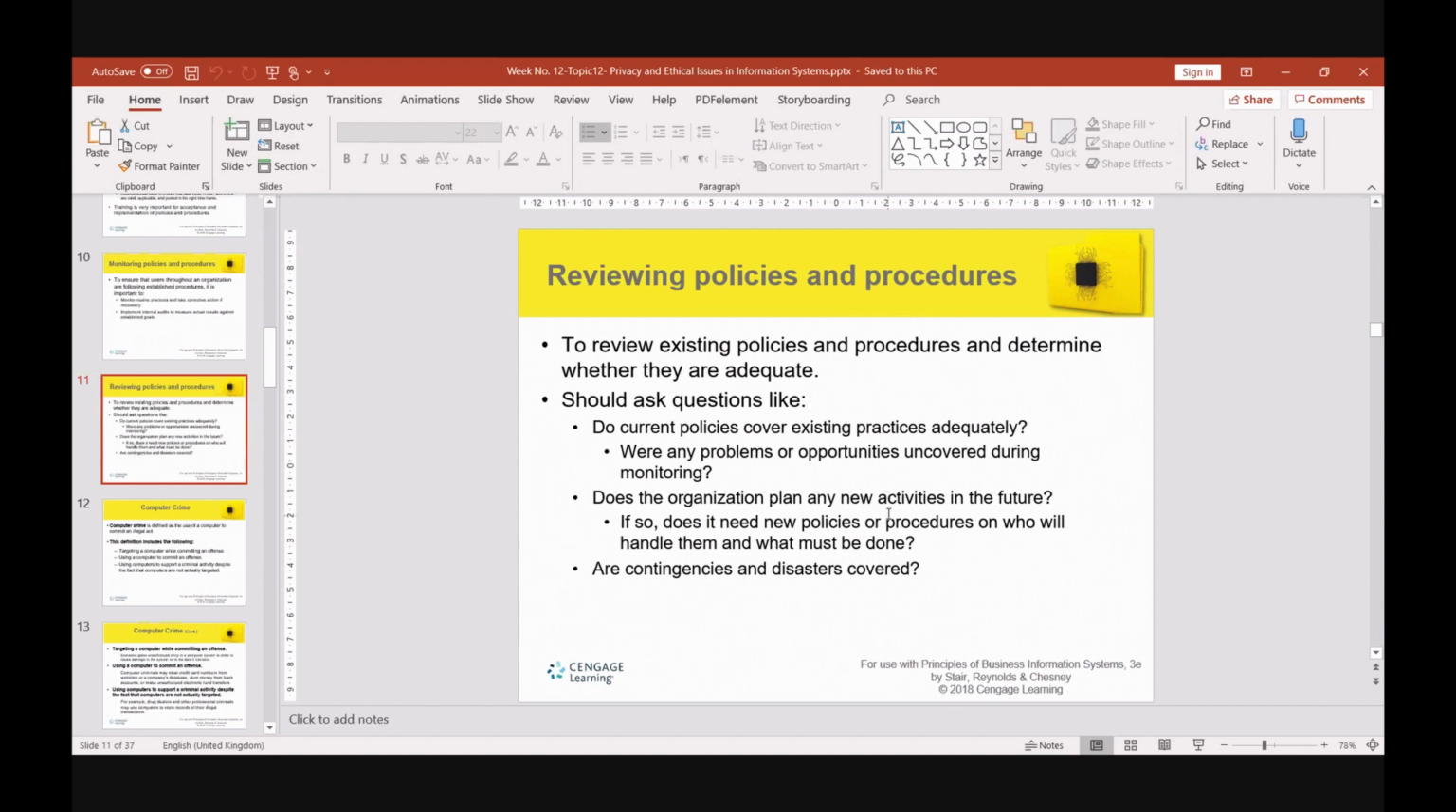Does the organization plan any new activities in the future? If so, does it need new policies or procedures on who will handle them and what must be done? Are contingencies and disasters covered? If something happens, what is the next plan? Do you have a plan B? So there are different questions that you need to answer in reviewing the policies.